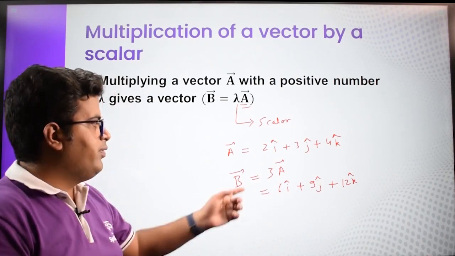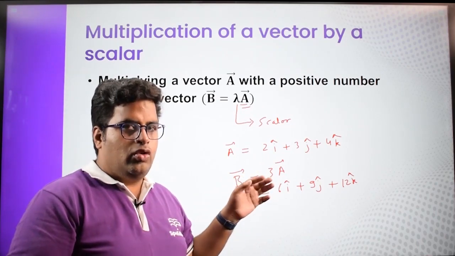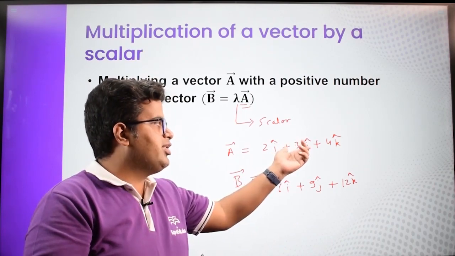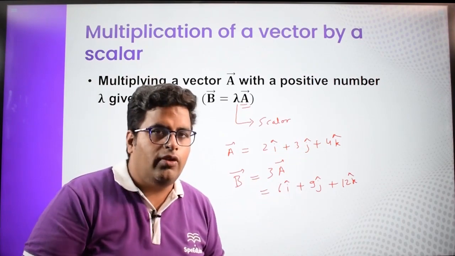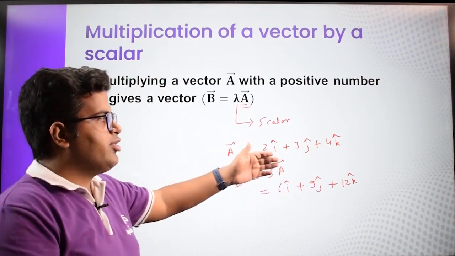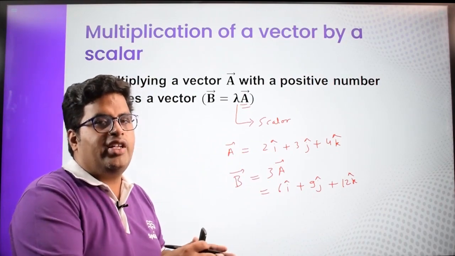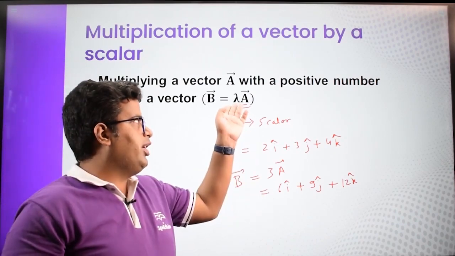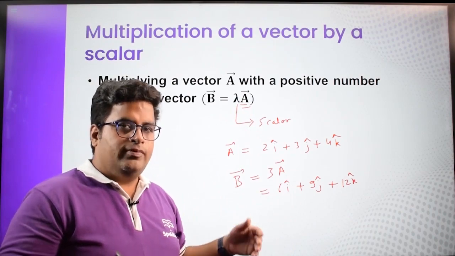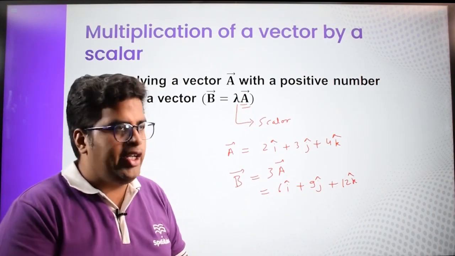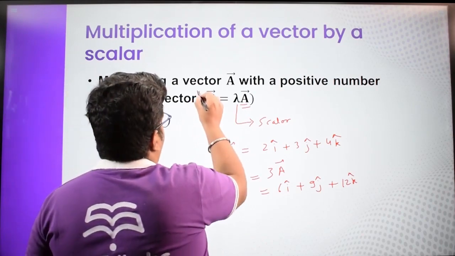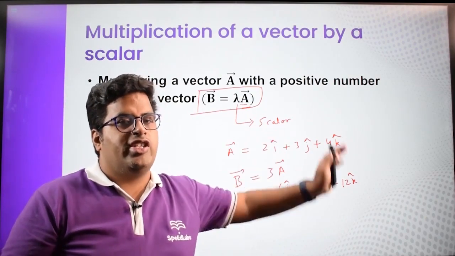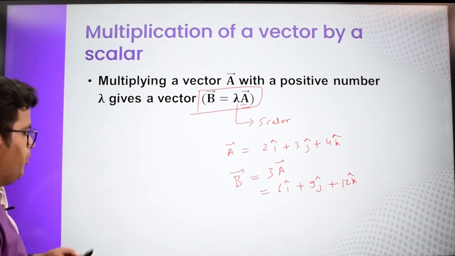Now what is interesting is that if this lambda is positive, they are in the same direction, but the magnitude of B is 3 times the magnitude of A. So we can say they are like vectors, or collinear vectors, because they are in the same direction. If lambda is negative, like if you take lambda as -3, they are going to be in opposite directions, and again they are collinear. So you can take this as a condition of collinearity: if one vector is lambda times another vector, these two vectors are collinear. I hope it is clear.